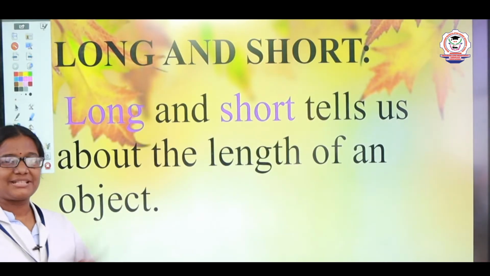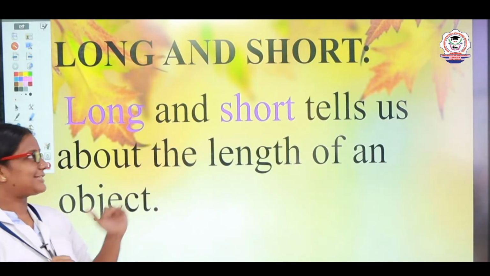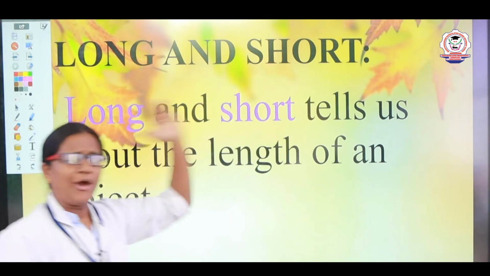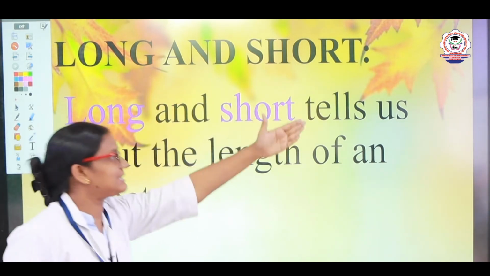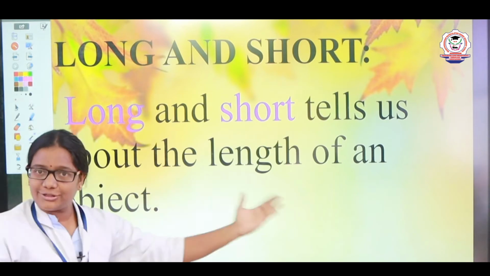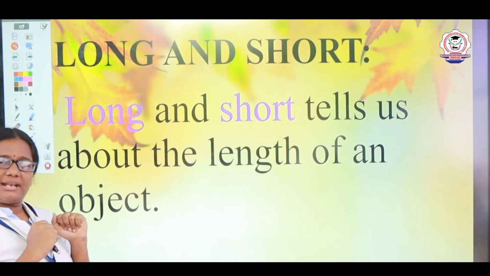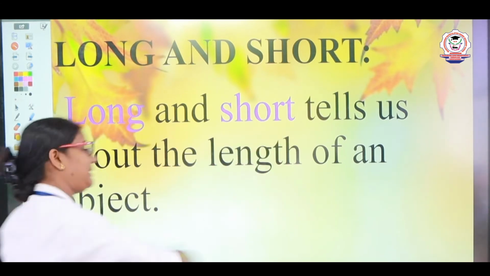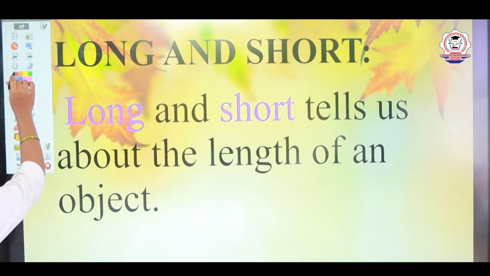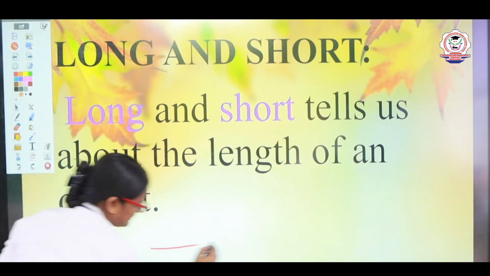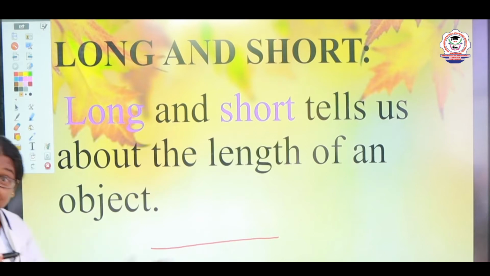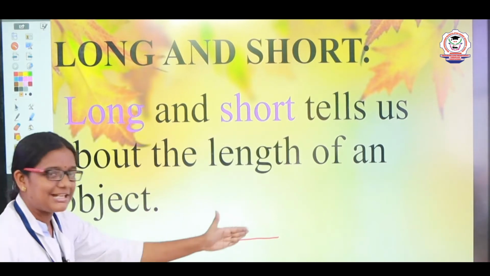Now we are going to see the different forms of length. First one is long and short. What is long and short? It tells us about the length of an object. So length in the sense horizontal length. Children, what is horizontal length? What line is this? It is a sleeping line, right?